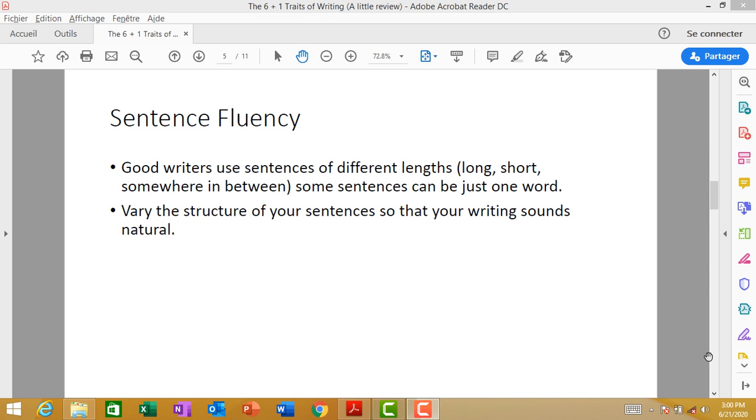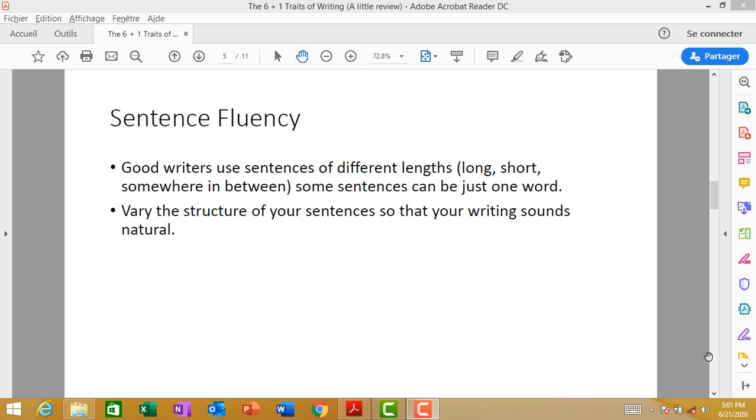Now guys, let's talk about the feet of your piece of writing. Good writers use sentences of different lengths. Long sentences, short sentences, somewhere in between. Some sentences can be just one word. What you want to do when you write is vary the structure of your sentences so that your writing sounds natural. You want to have different types of sentences.